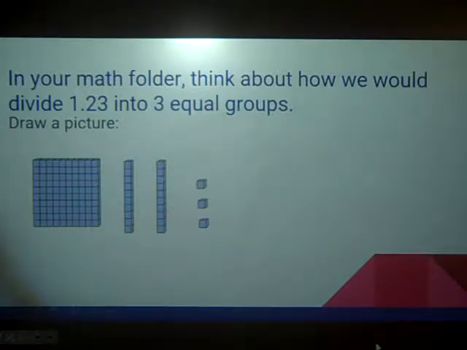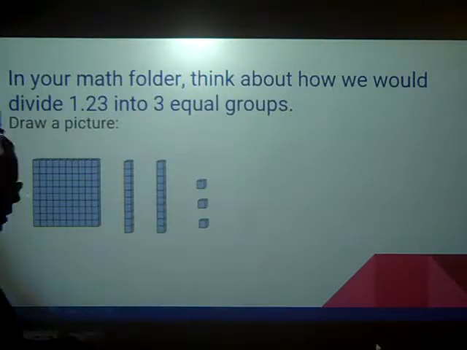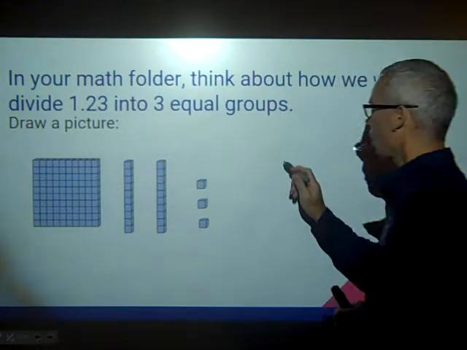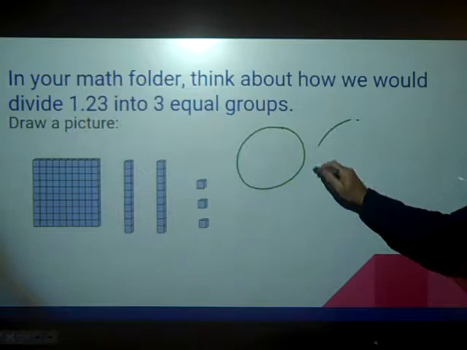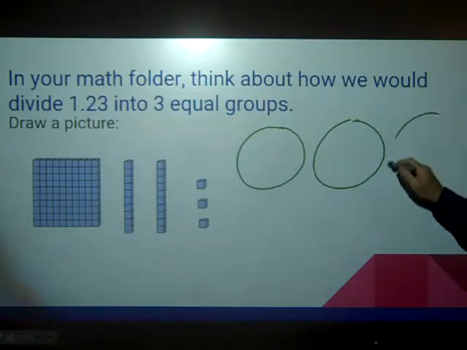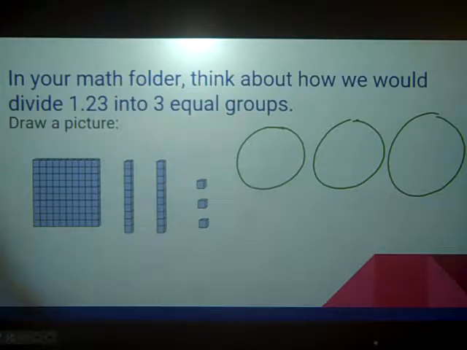I have a whole, and I've got 23 out of how much? 100. Out of 100, right? A whole is 100, okay? So it says draw a picture. So take on that page, draw yourself a picture. Now I use circles because they're easy for me, but you could certainly use squares or some other shape.